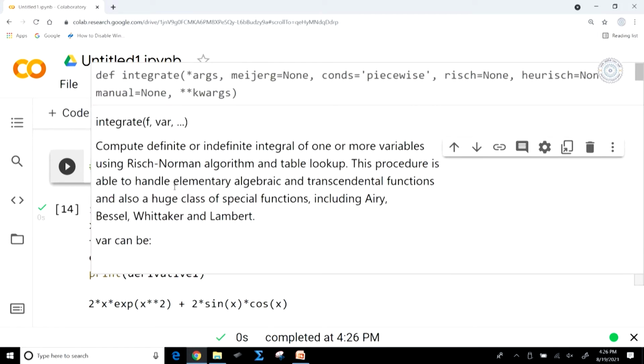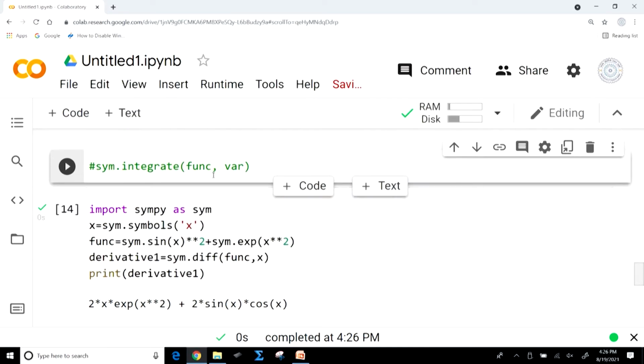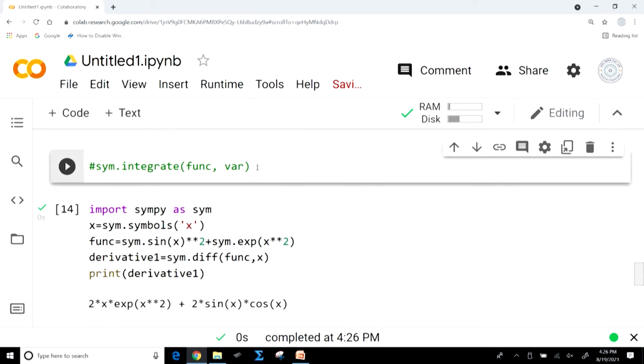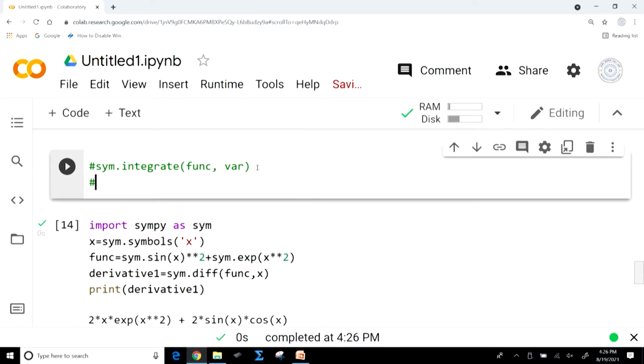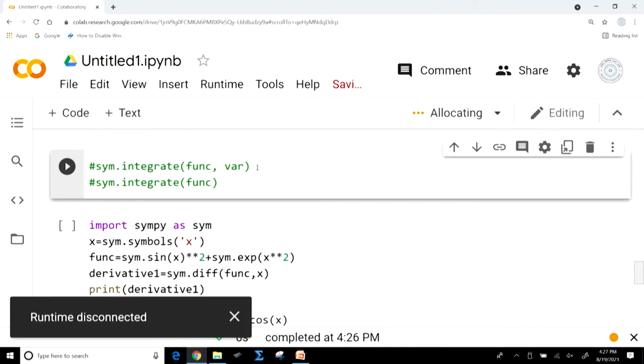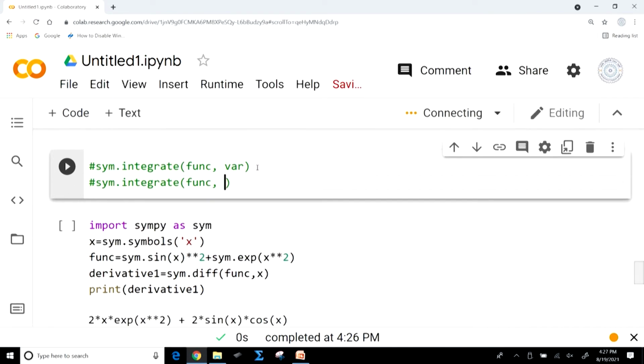This is basically for the indefinite integral. And for the definite integral, how can we write? For definite, the code is something like this: sym.integrate of the function we have defined, then the variable, then its lower limit first, and then the upper limit.